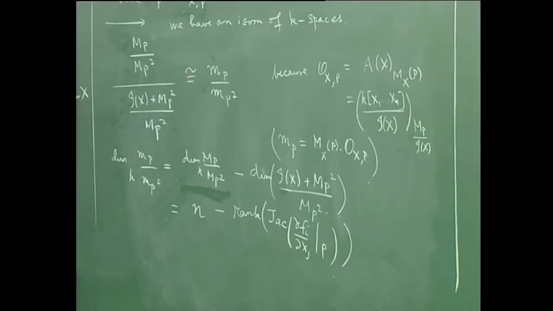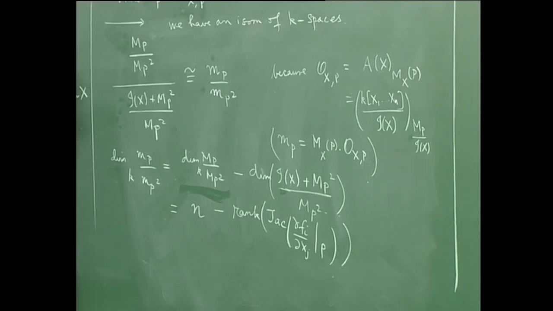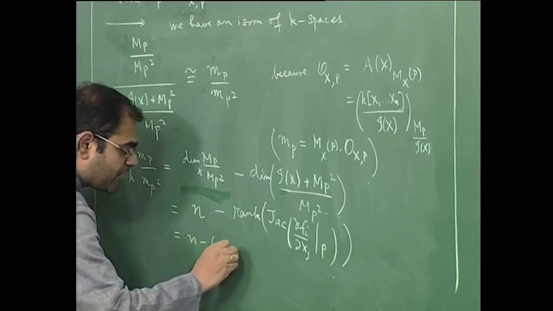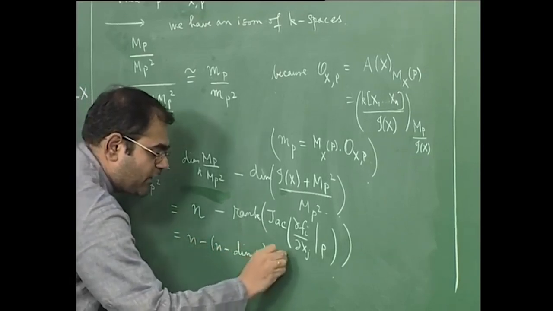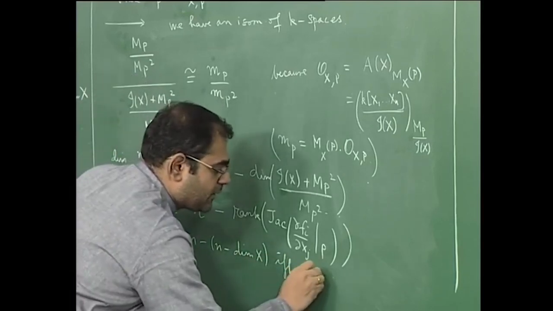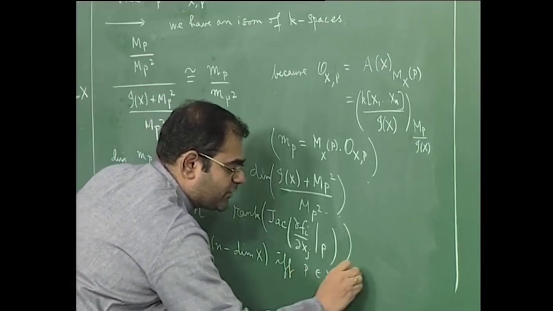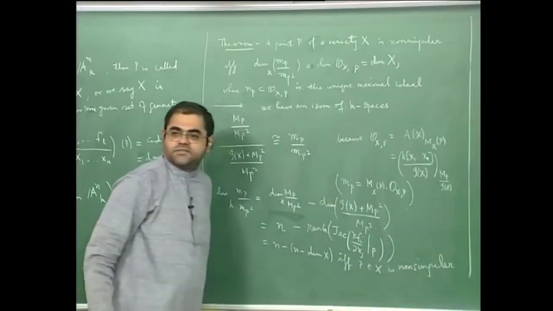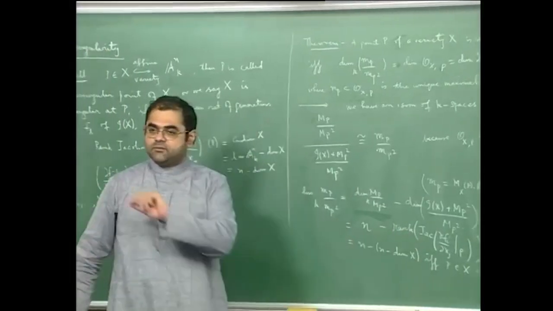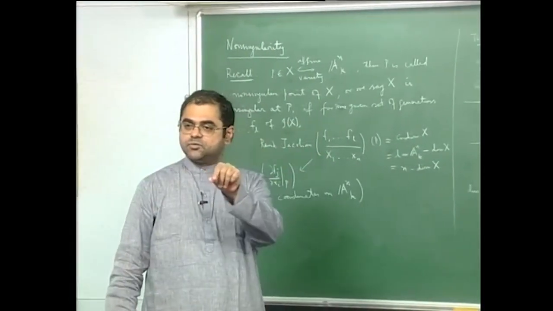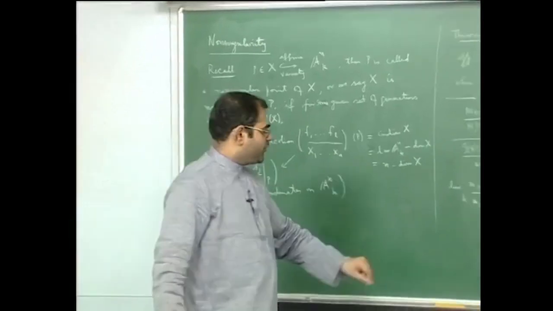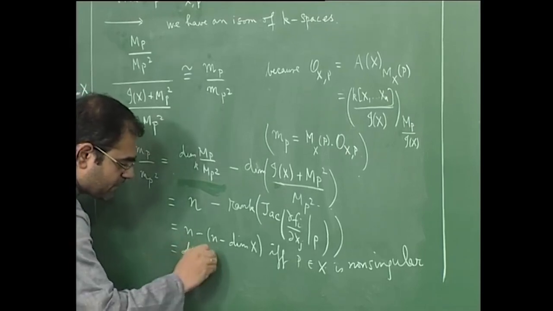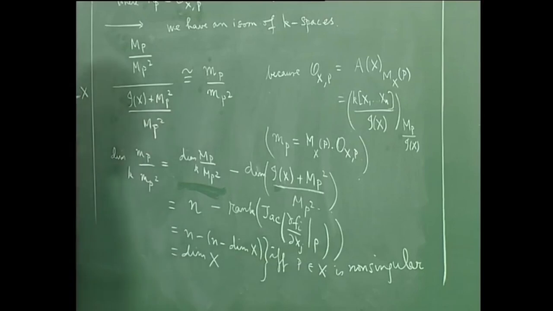I will get this, okay, and this is equal to n minus the dimension of x if and only if P, as a point of x, is non-singular. That is our definition of non-singularity. The definition of non-singularity is that the rank of the Jacobian should be equal to the codimension for a point which is a smooth point, a non-singular point. So this is equal to n minus the dimension of x, which is equal to the dimension of x, if and only if the point P is non-singular. So that proves the theorem.